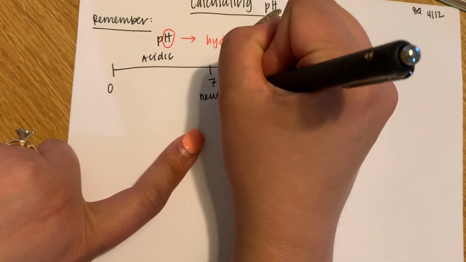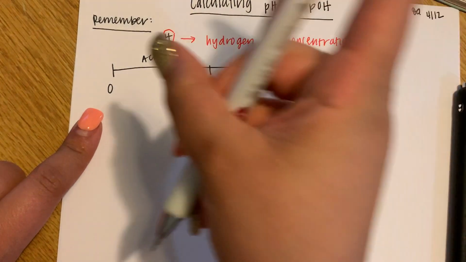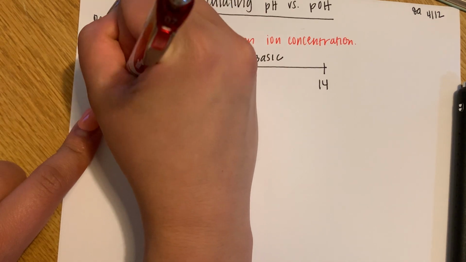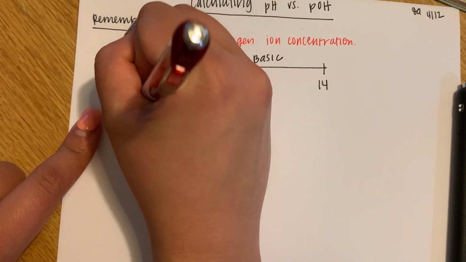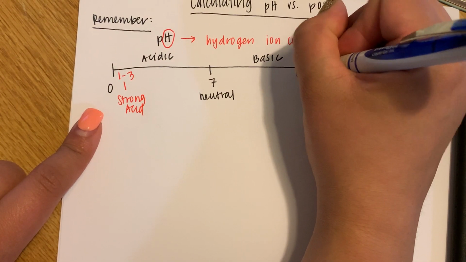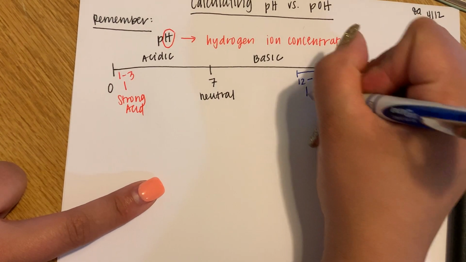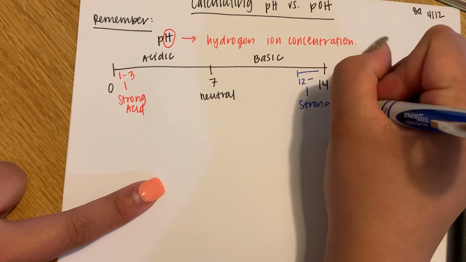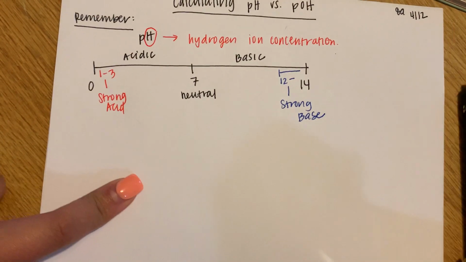Just as a brief reminder here, from like the 1 to 3 area is considered a strong acid area. And then for the opposite side, from like the 12 to 14 area is considered a strong base. Okay, so let's just review that. Also, really quickly, what those two things mean.